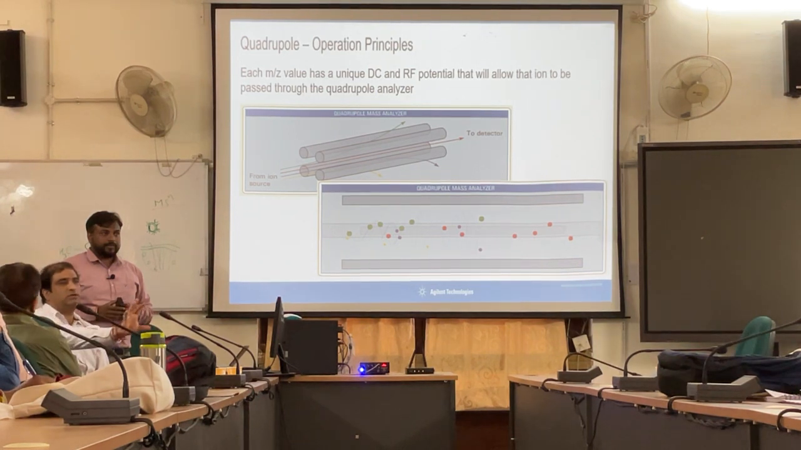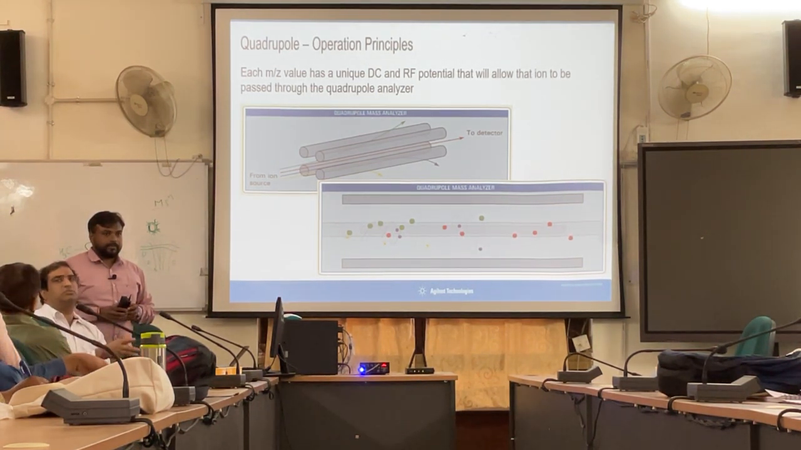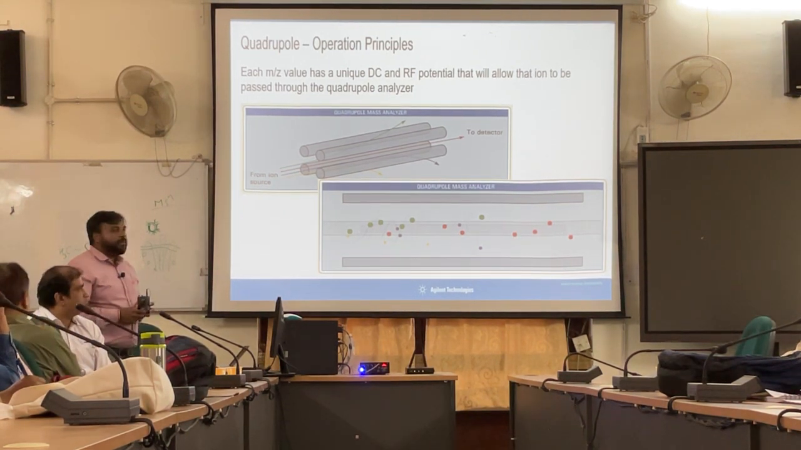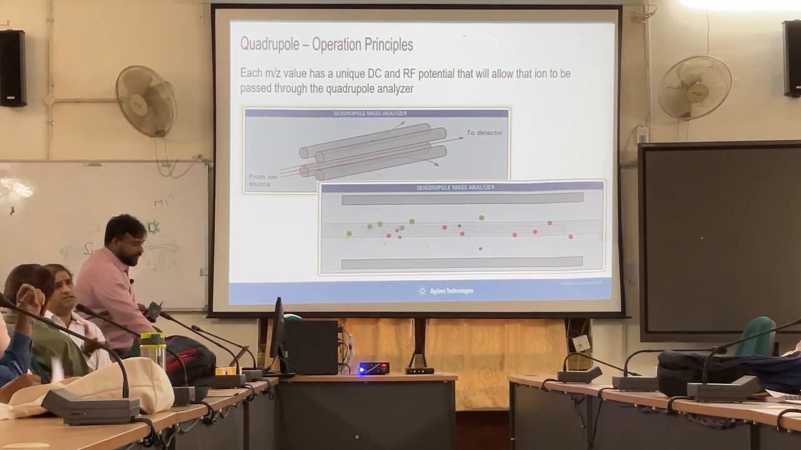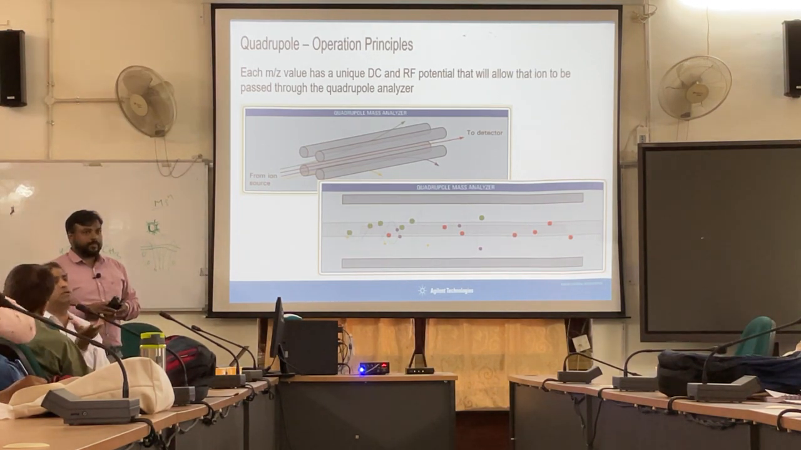So you will look at only the masses, and automatically inside the instrument it will calculate what RF and DC is. That would be established by the instrument itself. So you only have to put in the mass value. There is a lot of physics behind it, like RF, DC and all, but as a user, you don't need to worry about it.